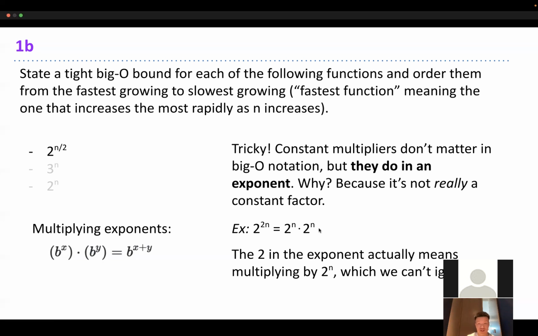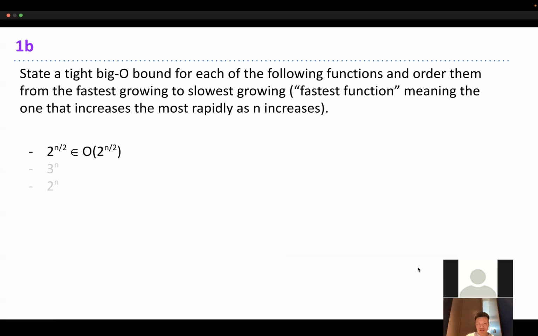That's a pretty big jump from just 2 to the n. So the exponent, when we're dealing with exponential runtimes, the constant factors in there actually play a huge role in the runtime and the runtime graph if you graph it. So we can't really ignore that. So what that means is actually kind of like its own runtime. It's order 2 to the n divided by 2. So it's still exponential, but it's a little bit better than 2 to the n.